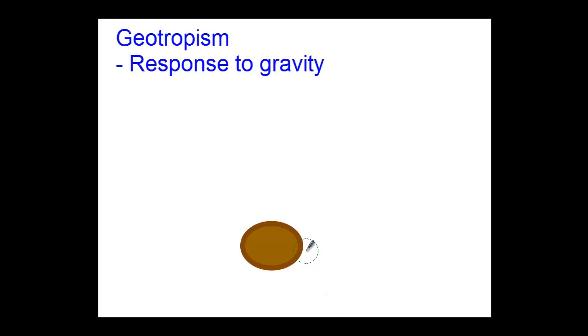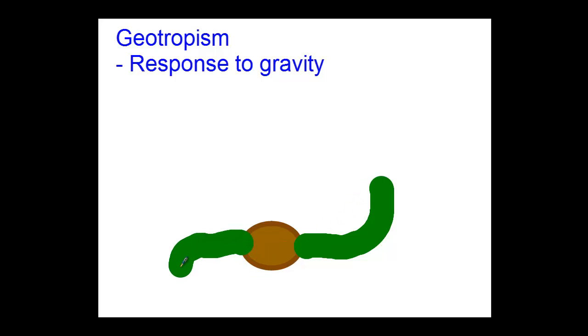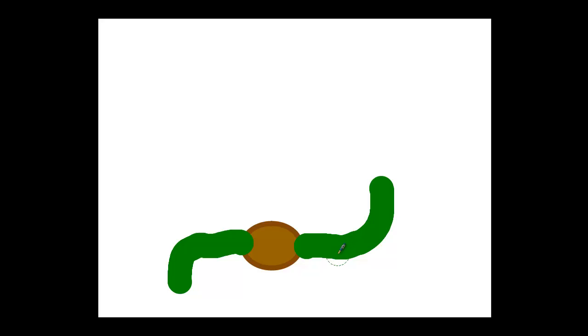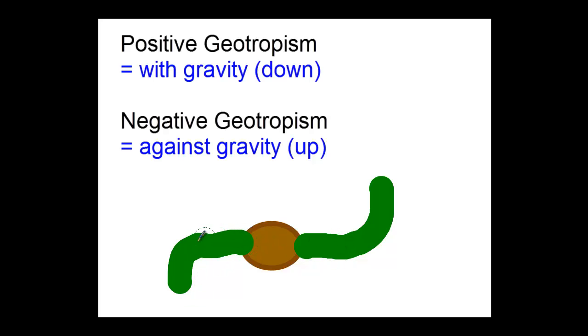Let's have a look at geotropism. And we know that when we have a seed down here, our growth response in one area of the plant is going to go up. In another area of the plant, it's going to grow down. Two different responses. We call this positive geotropism, growing towards the pull of gravity down here, and negative geotropism for the other.